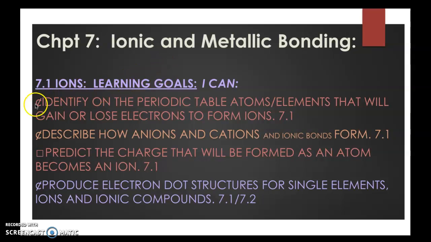These are the learning goals, and you'll want to copy these down. The first one is, I can identify on the periodic table atoms and elements that will gain or lose electrons to form ions. I can describe how anions and cations will form, the part on ionic bonds. You'll talk about that in a later section.